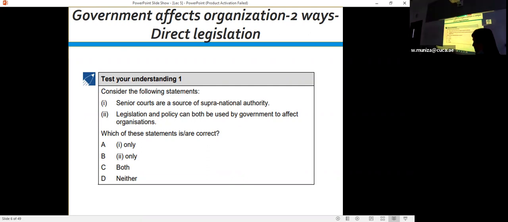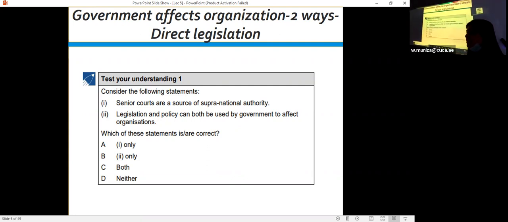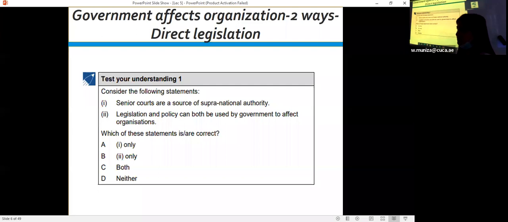Is it false? What are the 2 ways in which the government does affect the organizations? The 2 ways are direct legislation and government policy. So this seems to be correct. Are you understanding my point?